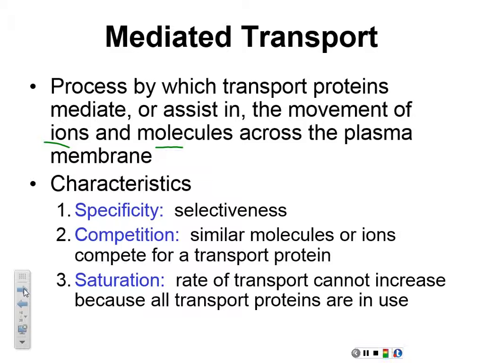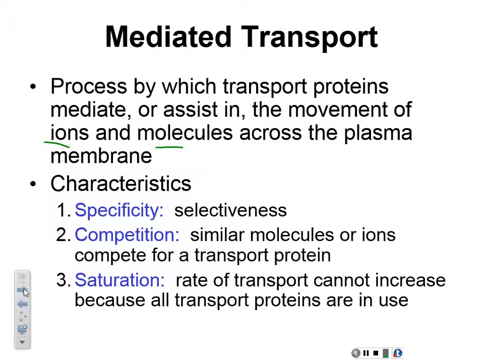And the third concept is that it's going to be saturated, right? And saturation is going to depend on the number of those carrier proteins on the membrane, right? So it doesn't matter if you have a high concentration. If you have only 3 carrier molecules, then that's how fast the diffusion is going to go. You know what I'm saying? Because it will depend on the number of carriers.